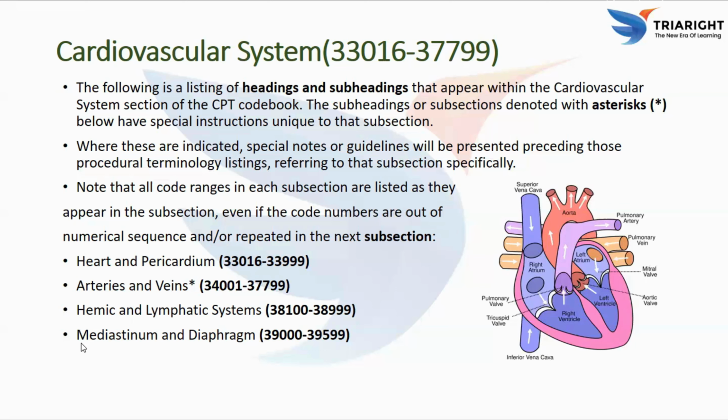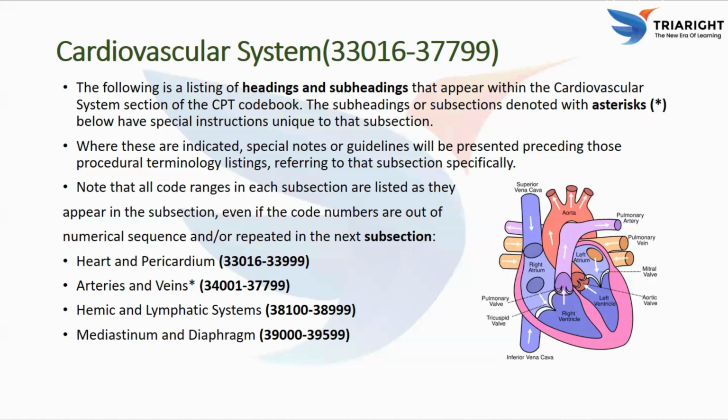So coming to the subsections of the cardiovascular system. The first subsection is heart and pericardium. The code range is 33,016 to 33,999. This covers procedures involving the heart chambers, valves and pericardium. The pericardium is a sac present around the heart. Examples under this section are pericardiocentesis, cardiac catheterization, pacemaker and ICD procedures.